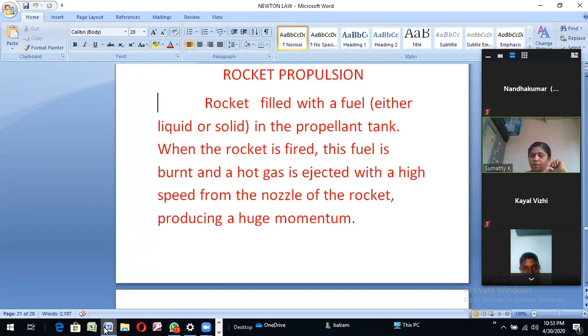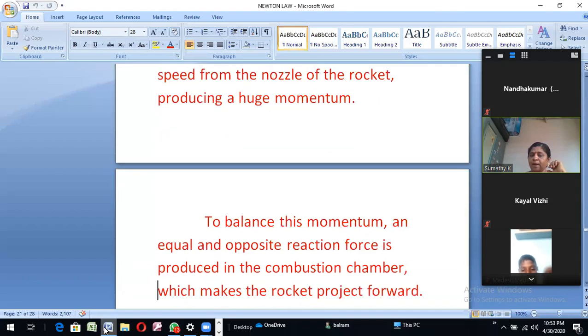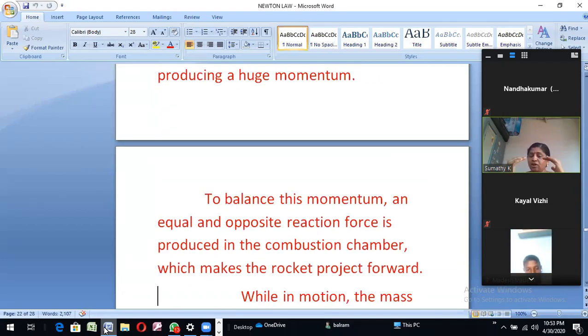Understand that? Huge momentum. And then next, to balance this, according to how much momentum is produced, that much pushing action will be calculated. Okay, pushing action, an equal and opposite reaction force is produced in the combustion chamber. Okay, so what makes the rocket project forward? Yeah, that pushes the rocket forward. Yeah, the huge momentum projects the rocket due to the force. Here the force means how it pushes the rocket forward.